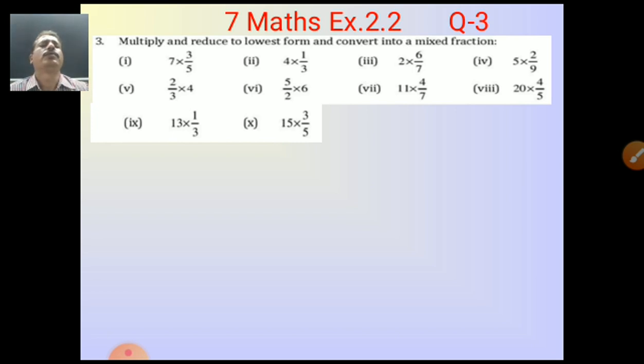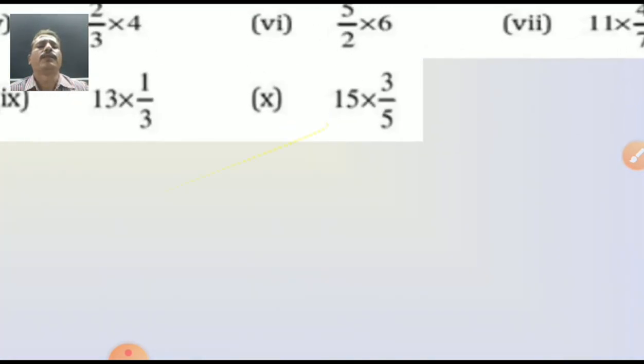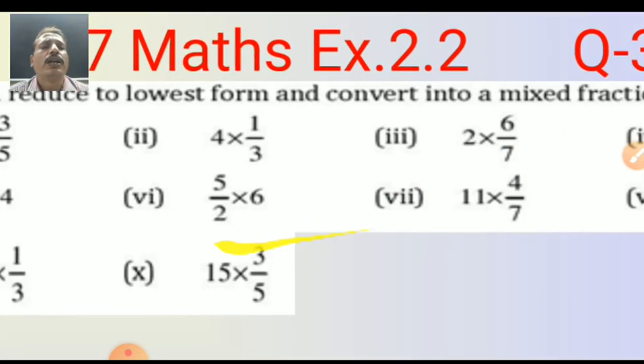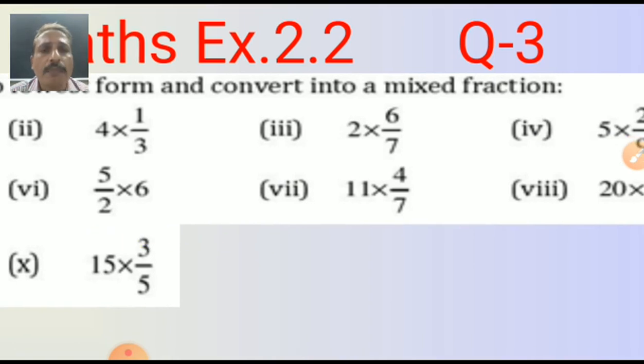Questions number 1 to 10. First question is 7 into 3 by 5. Second one is 4 into 1 by 3. Multiply and reduce to lowest form and convert into a mixed number, mixed fraction. Student, a mixed fraction is nothing but an integer and a proper fraction.